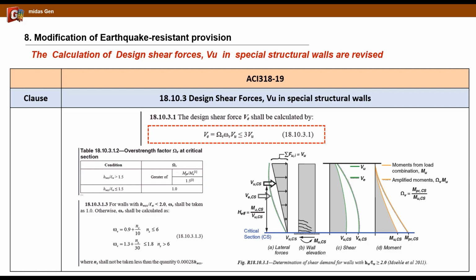Dynamic amplification is not significant in walls with hwcs/lw less than 2. A limit of 0.007 hwcs is imposed on Ns to account for buildings with large story heights. The application of omega v to Vu does not preclude the application of a redundancy factor, if required by the general building code.